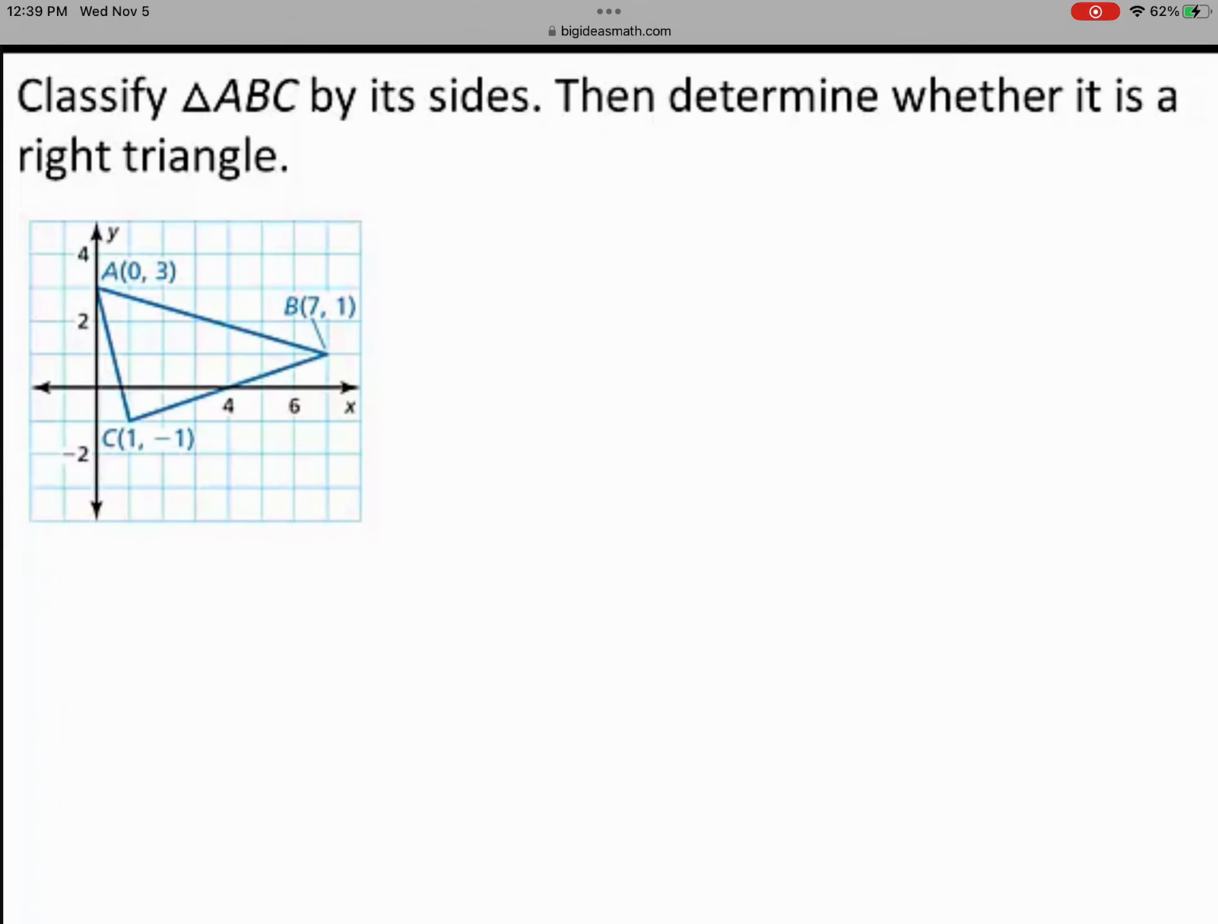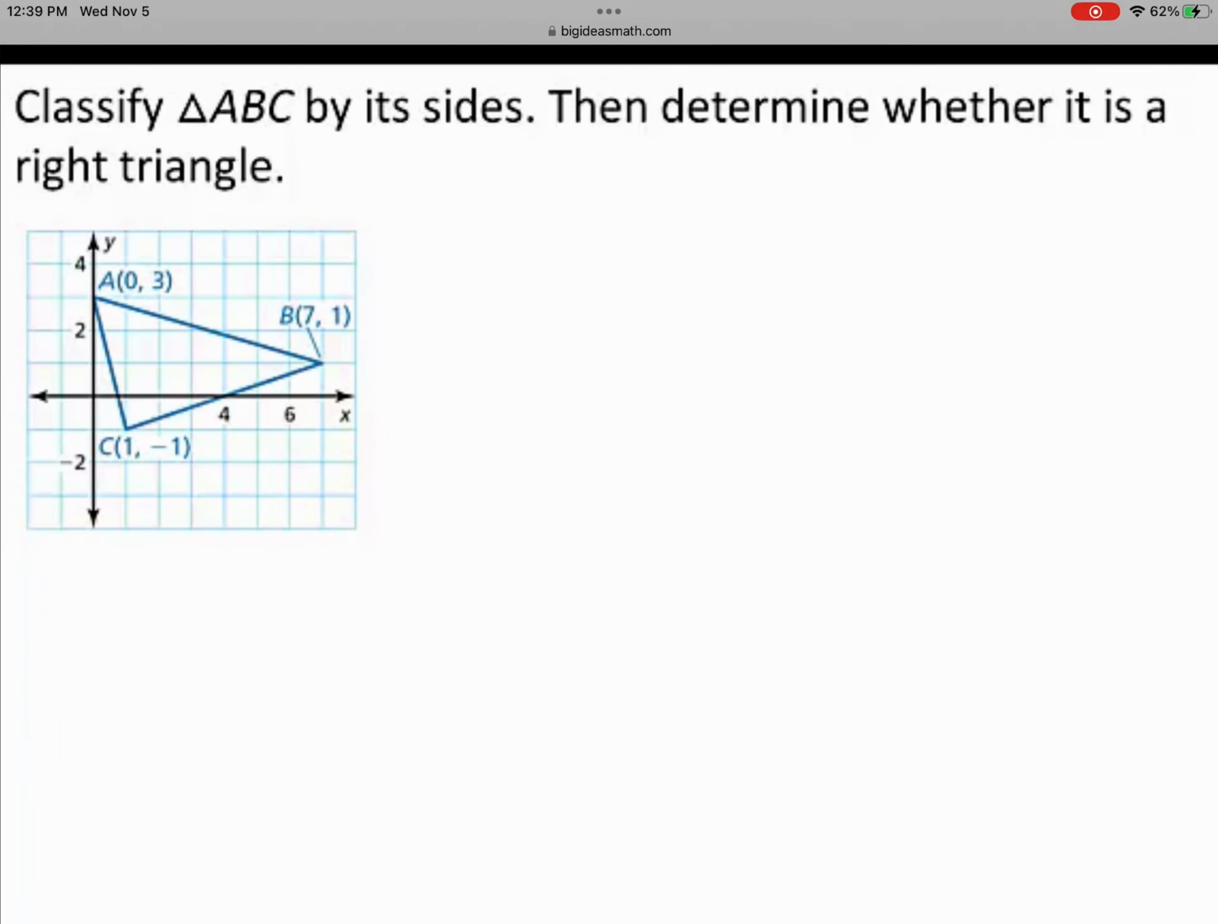Classify triangle ABC by its sides. Then determine whether it is a right triangle. To classify triangle ABC by its sides, you first need to find the length of each side in order to determine if any of the sides are congruent.